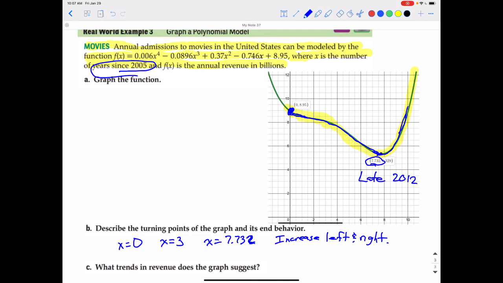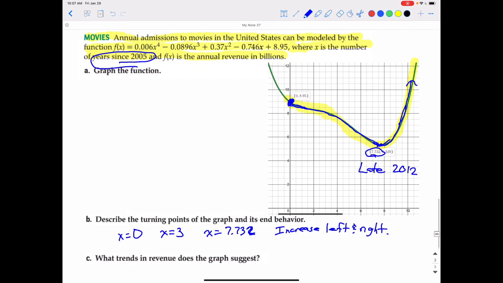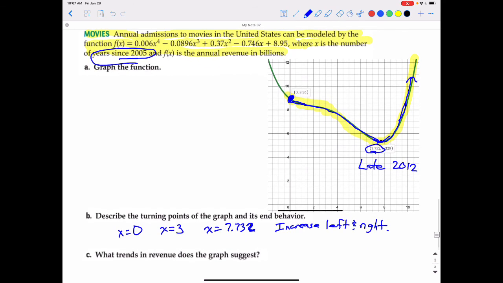So probably in late 2012, there was some really good movie out there, excuse me, Avengers, that really turned around the movie industry. So this is an open-ended question, so you could write any sort of sentence or paragraph describing that the amount of revenue decreased from about 2005 to late 2012, and then it increased.